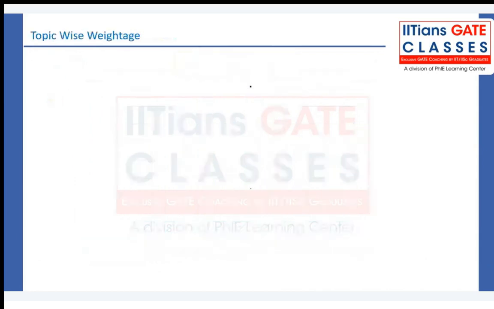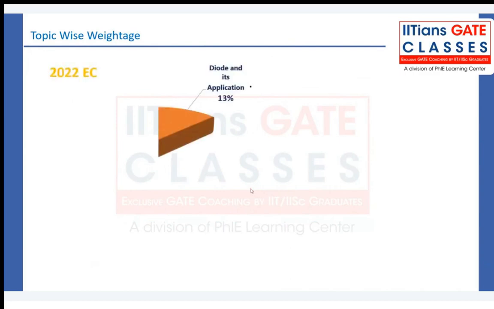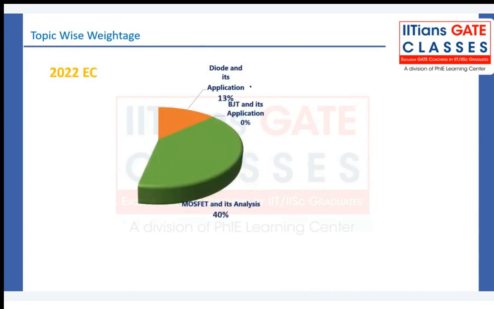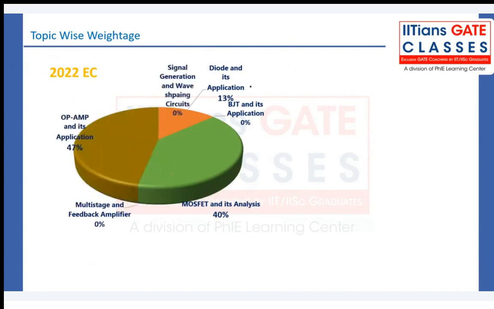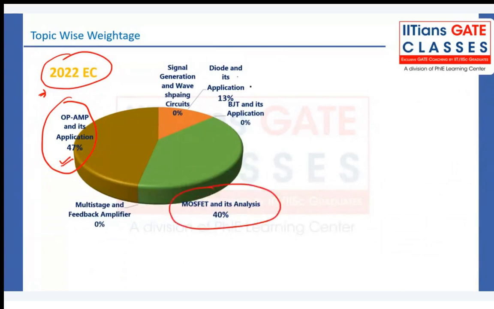If I talk about topic-wise weightage, what are the major topics we have to focus on? Though we will study all the topics in detail, if you see this pie chart, I have done the analysis based on it. OPAMP has a huge percentage, 47 percent. I have taken only a couple of years' papers: the 2022 paper from last year in electronics and communication. You see, only two topics were asked, having a great percentage: OPAMP, and then the MOSFET and the diode here.